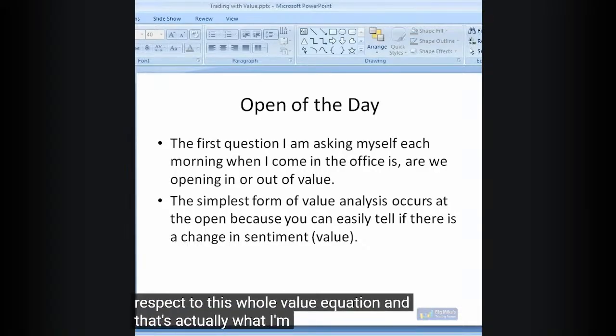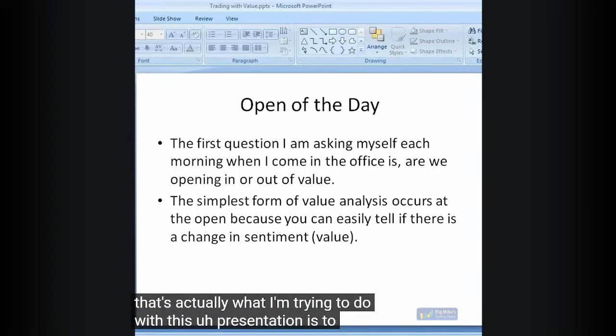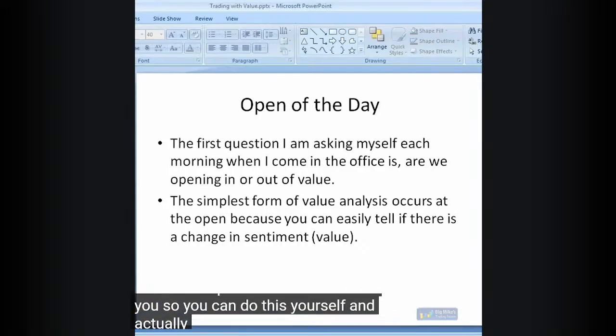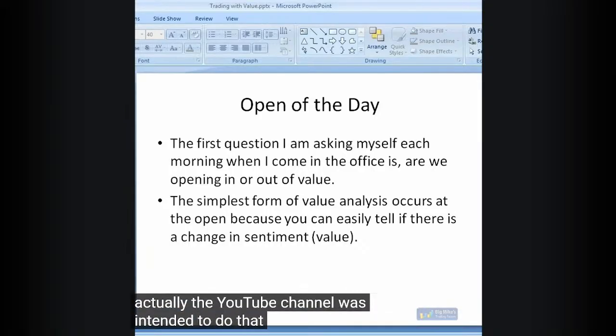And that's actually what I'm trying to do with this presentation, is to teach you so you can do this yourself. And actually the YouTube channel was intended to do that too, to teach how to do this overnight analysis with respect to these volume areas. And we'll get into that a little bit more.